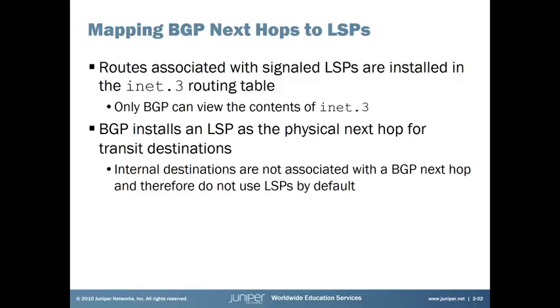Okay, so how does traffic know that it's going to be going into a label switch path? Well, the routes that are associated with a label switch path are installed into the inet.3 routing table. And what we're going to do here is use the BGP protocol to direct traffic into a label switch path. So why would we be using BGP to do that? How come, what's the BGP protocol suddenly doing here?